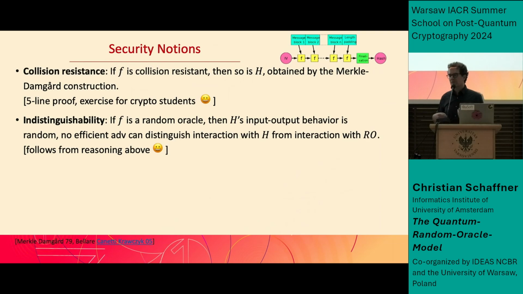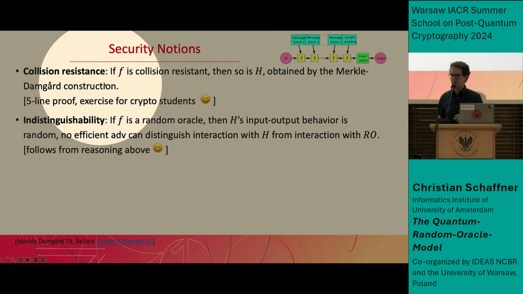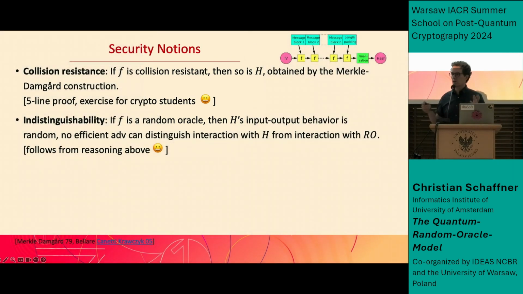One does study security notions for this. An easy one is collision resistance. This is actually a very nice exercise that I highly recommend if you haven't done it before. For instance, if you can't sleep tonight because it's too hot, just solve this little exercise. If F is collision resistant, so that this is the compression function, then so is this bigger construction obtained by doing Merkle-Damgard on this compression function. If you know that F is collision resistant, then also the overall construction is collision resistant.